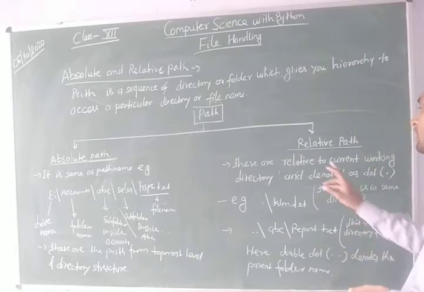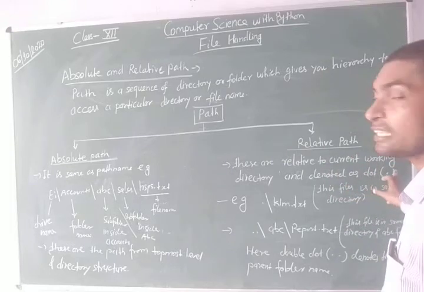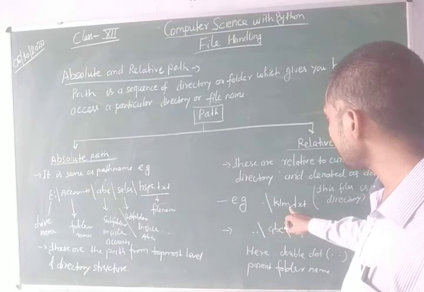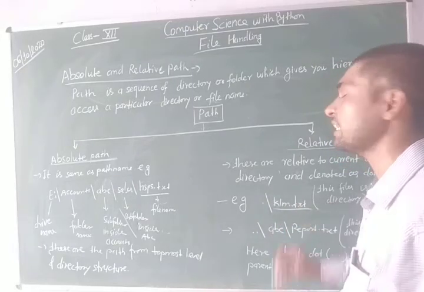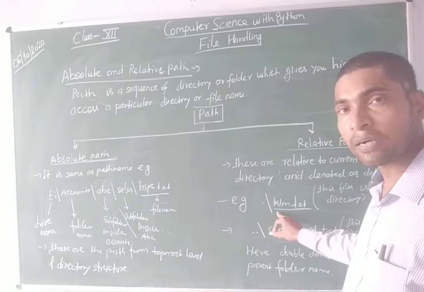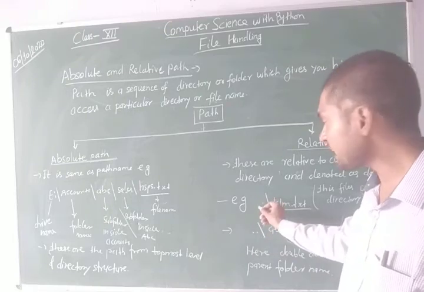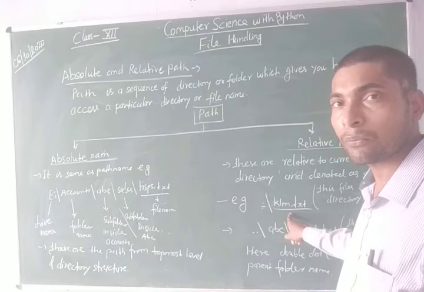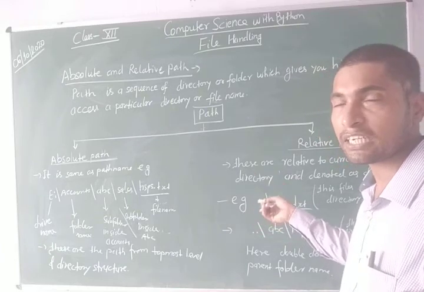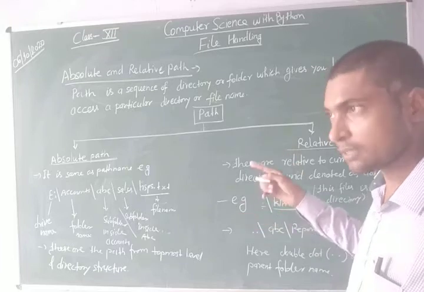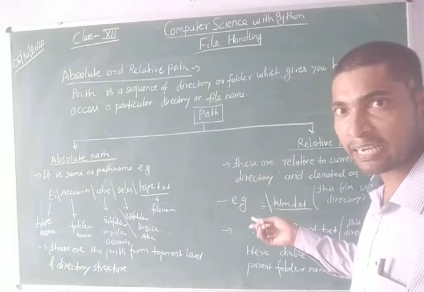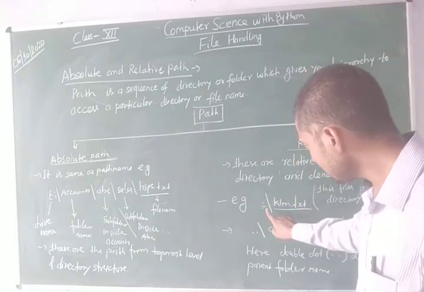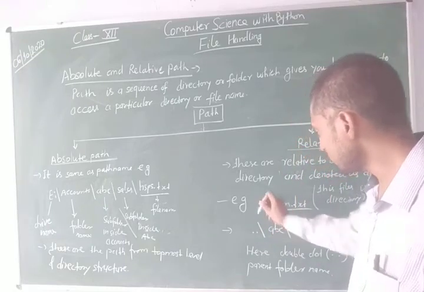double dot. The relative path is denoted by the single dot, that is this. For example, dot slash alm dot txt. This is the file name, slash, and here is the dot. This indicates that this file is in that directory in which you are currently working. Your file is present in that directory. This dot sign indicates that. Alright.